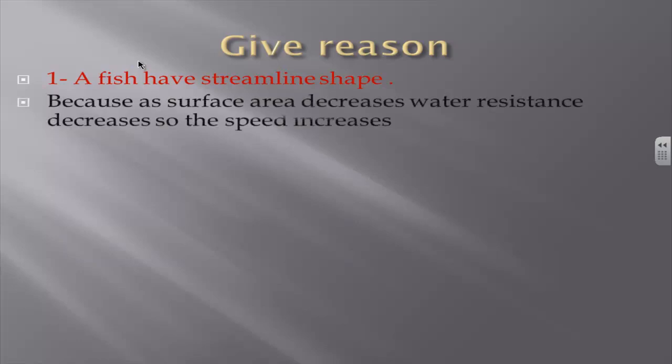Give a reason. Third type of questions. Question number one: fish have a streamline shape. I think it's so easy. Because surface area decreases, water resistance decreases, so speed increases. So why do fish have a streamline shape? To decrease surface area, so decrease water resistance, so increase speed.